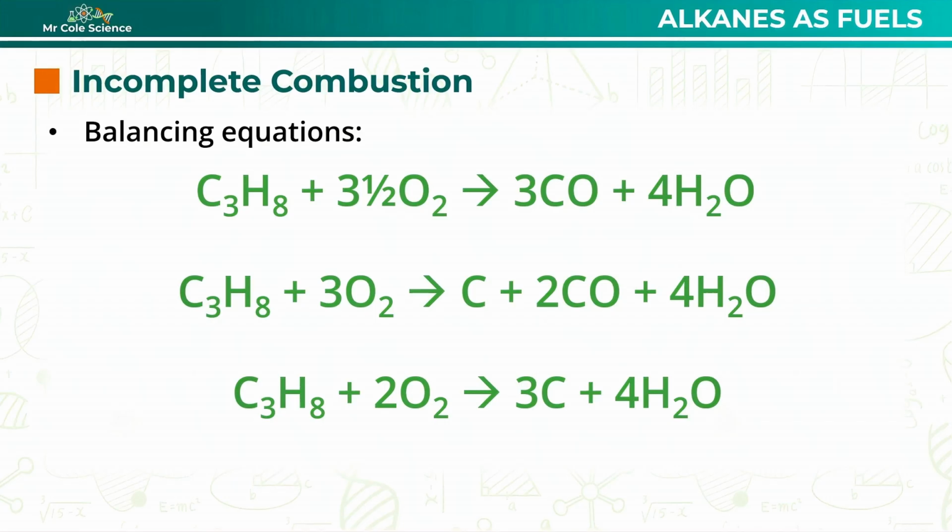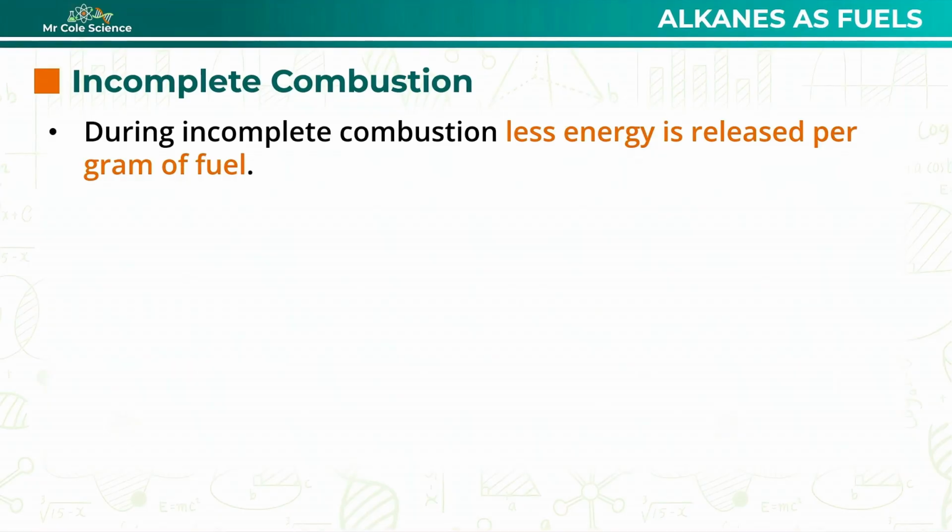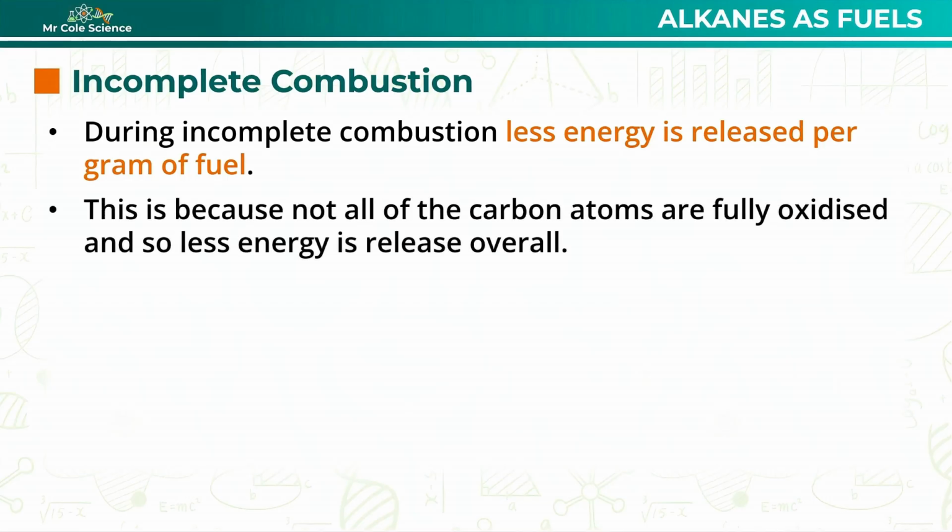The only difference is that the limited supply of oxygen means that the carbon atoms in our fuel cannot all be fully oxidized, and that has an important consequence. Complete combustion releases the maximum possible amount of energy from a fuel because the fuel is completely oxidized. During incomplete combustion, however, less energy is released because the oxidation is incomplete. This results in less energy being released per gram of fuel, so more fuel is needed to produce the same amount of useful energy. But reduced efficiency isn't our only problem.